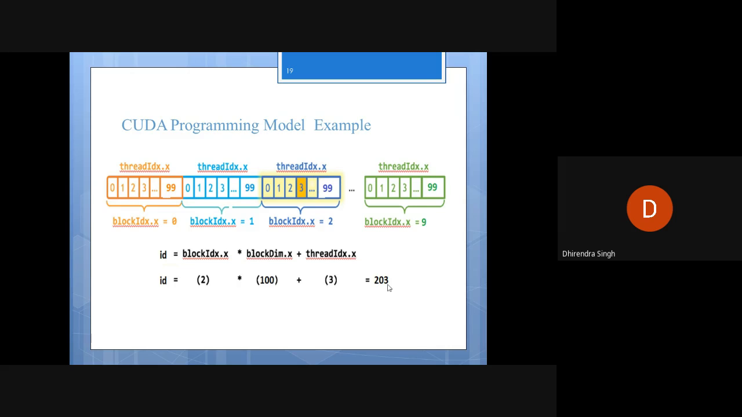So it's a simple example where the thread will work on a particular data item. If we are able to write a kernel function which evaluates on which data item I have to work, and we have done the efficient logical thread arrangement, then you will be able to write a good, very efficient CUDA program.